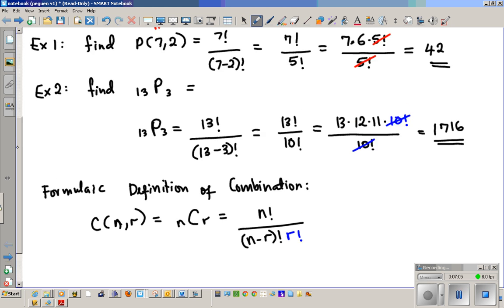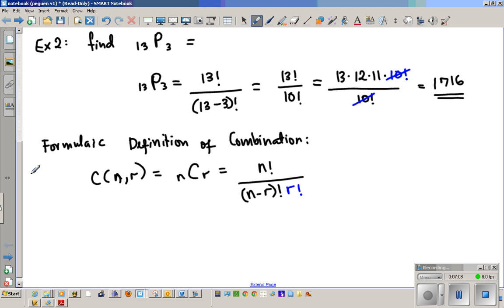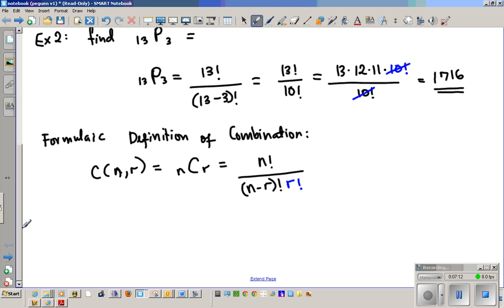You notice your permutation doesn't have anything under there, just n minus r. This one has an additional r factorial right there. Okay? Okay, let's see if we can apply this to an example.